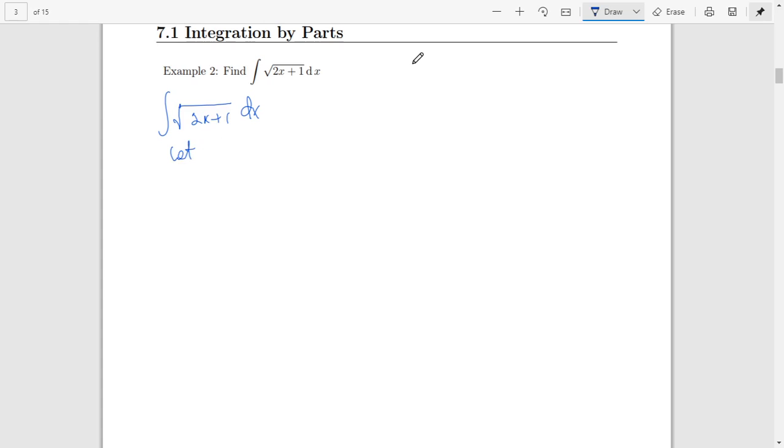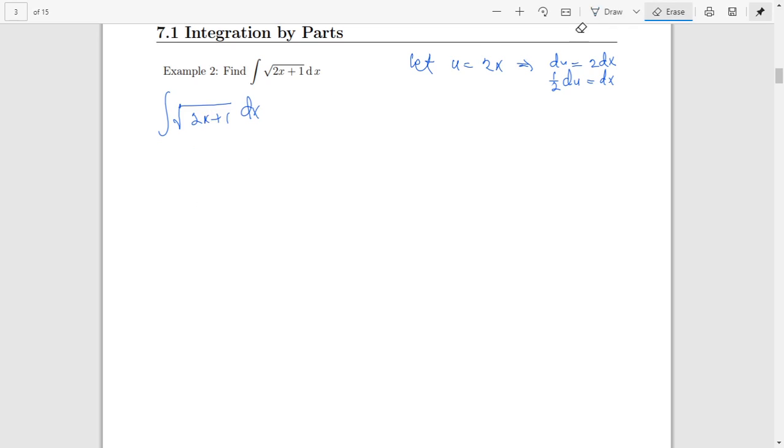So we could let u be equal to 2x plus 1. This means that my du is equal to 2 dx, or my 1/2 du is equal to the dx. Why am I writing it that way? Well, I only have the dx here, so I want to replace the dx.